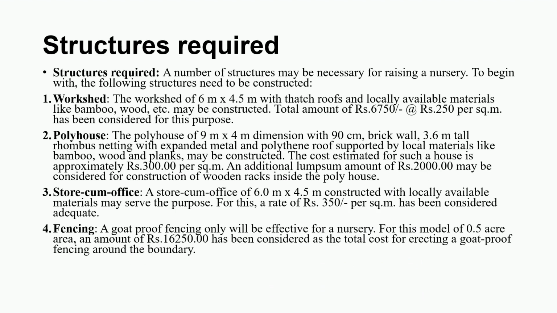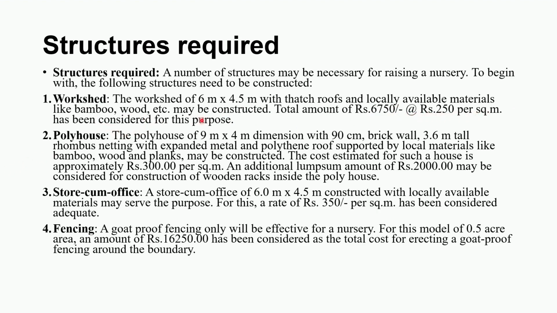A number of structures are required for the establishment and raising of a nursery. To begin with, some of the following structures need to be constructed, and let us see what they are. First is the workshed, second the polyhouse, then the store cum office, and fencing. The workshed should be 6 meters by 4.5 meters with a thatch roof, using locally available material like bamboo, wood, etc. It is constructed at an average of 6,750 rupees, with 250 rupees per square meter considered for this purpose.